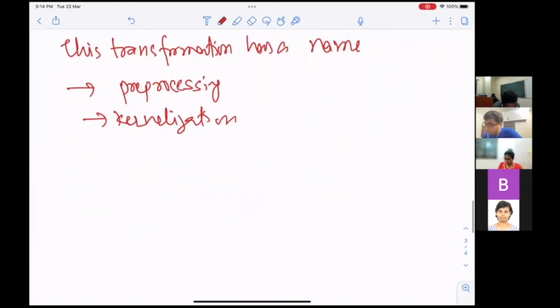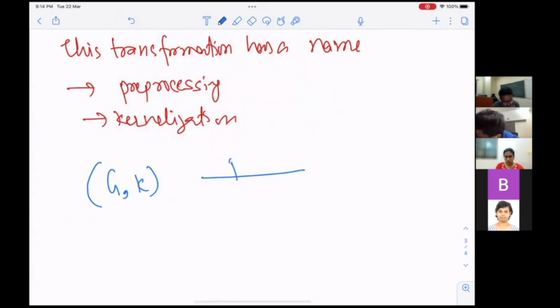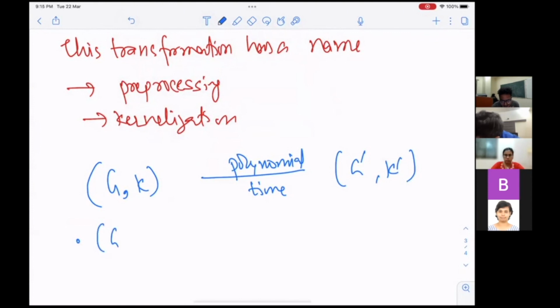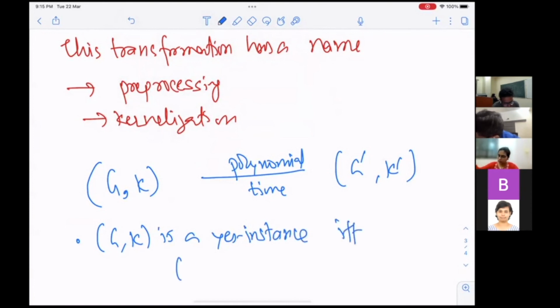Okay, so what happened? I'm not going to give you a very formal definition. I'm only going to talk with respect to vertex cover. So what is the objective in the vertex cover? Given G comma K, I need to run in polynomial time, and output an instance G prime K prime with some properties. What is the property? G comma K is a yes instance if and only if G prime K prime is a yes instance.